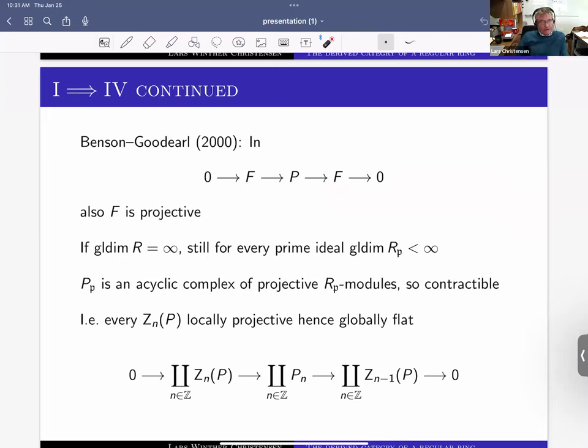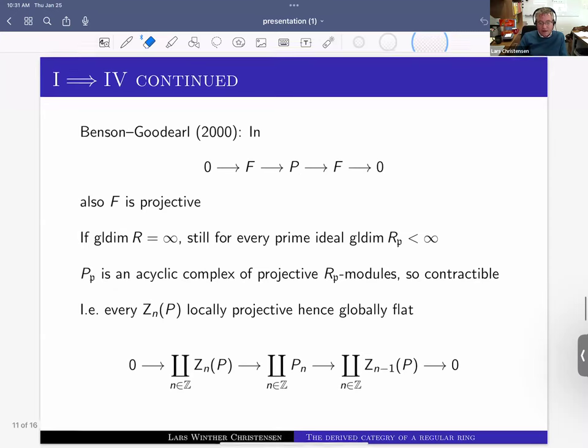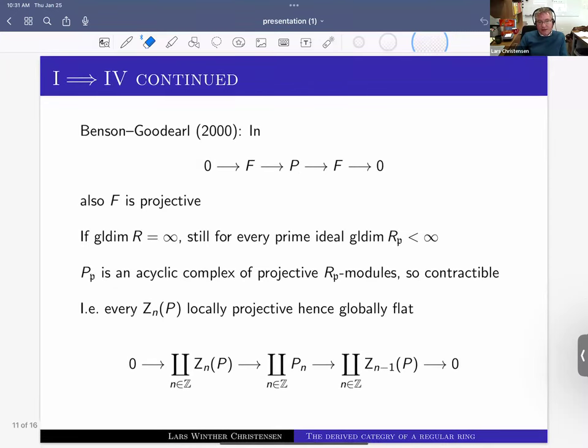There's a later paper from, I don't know, six or seven years ago, by Sergio Estrada, Silvia Bazzoni, and a third person whose name I'm blanking on right now. Sorry about that. They call the modules that fit in short exact sequences like this cyclic modules, and they do a broader study of them.